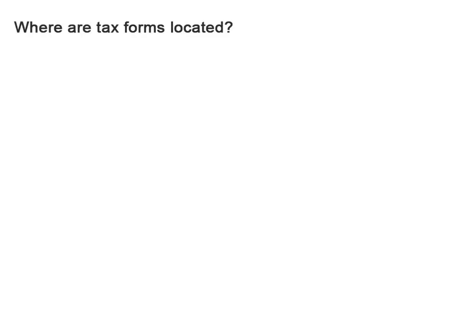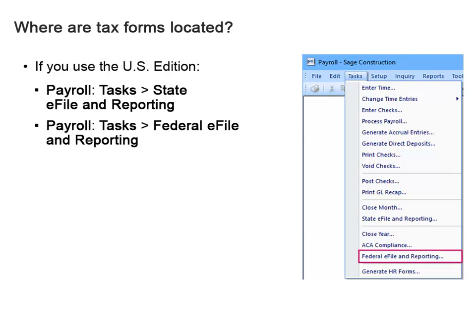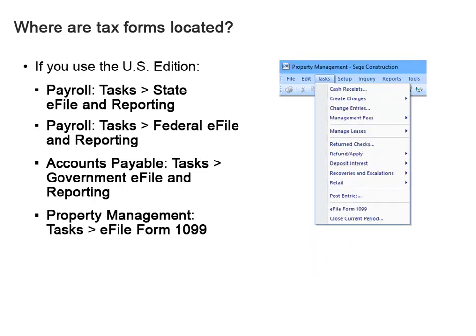After completing this lesson, you'll be able to apply updates for your Atrix tax forms. As a refresher, in the U.S. edition of the software, you can find your state quarterly forms and state new hire reports in payroll under Tasks, State e-File and Reporting. All federal payroll forms, such as the Form 941 or W-2 forms, can be found under Tasks, Federal e-File and Reporting. In accounts payable, you can access your 1099 forms by going to Tasks, Government e-File and Reporting. And finally, you can access your 1099 INT forms in Property Management by going to Tasks, e-File Form 1099.